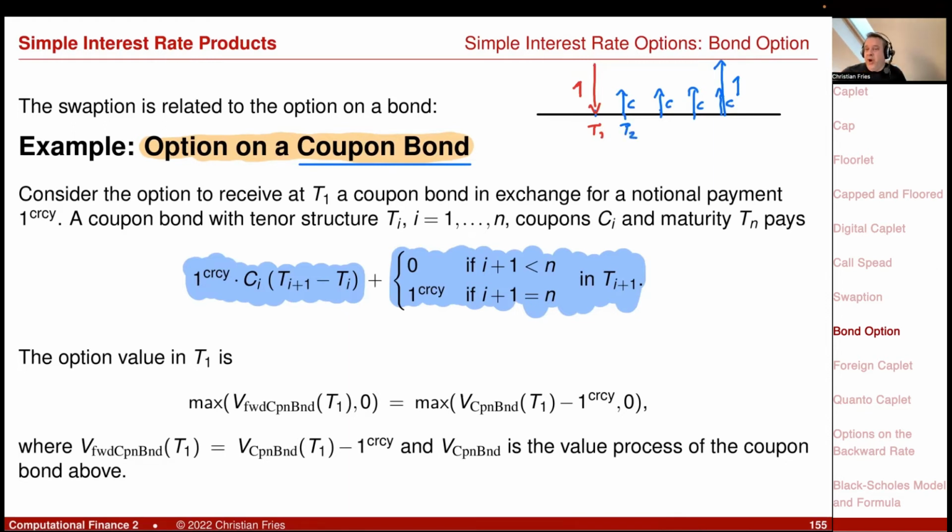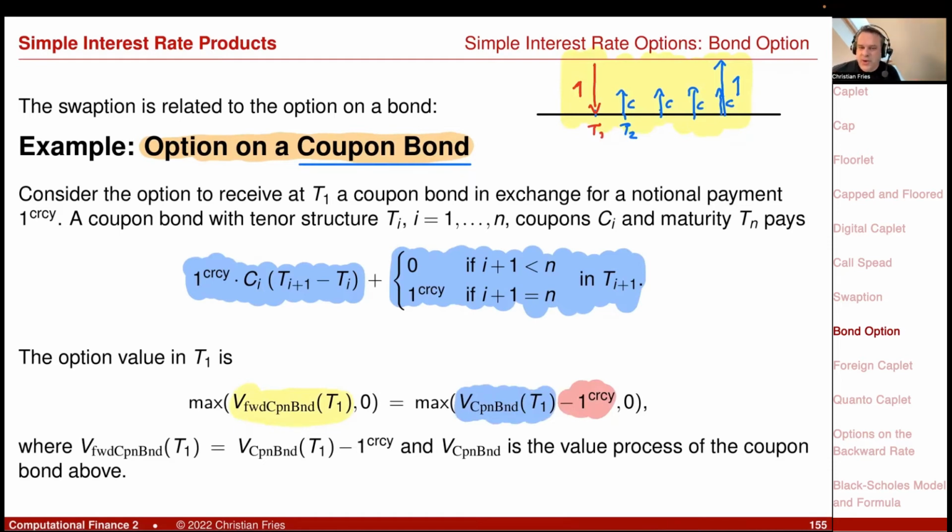And now I have the option on the forward bond. So option on the forward bond means I have an option on this whole thing here. I can buy the forward bond, which means I can decide if I pay 1 unit to receive the coupon bond. So I pay 1 unit of currency to receive, yeah, so pay means there's a minus here, to receive the coupon bond. So that's a bond option, an option on the forward bond.